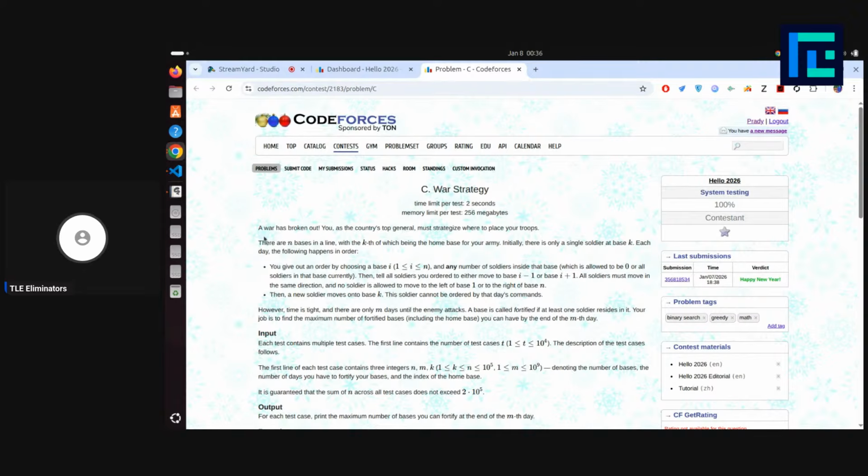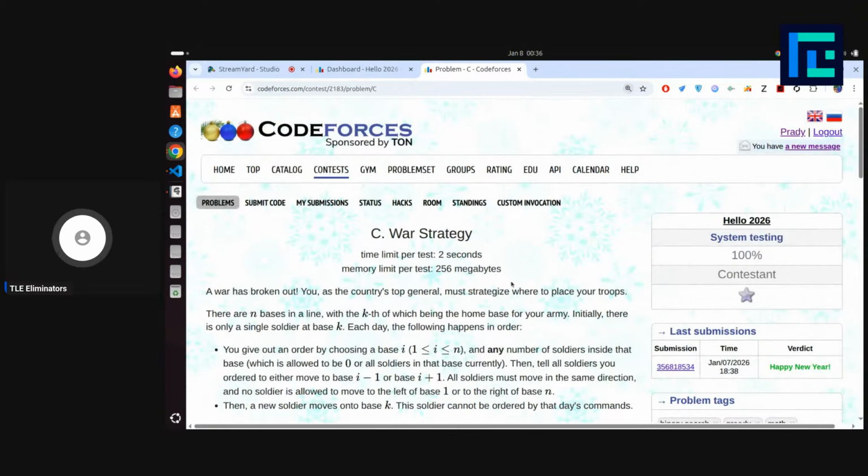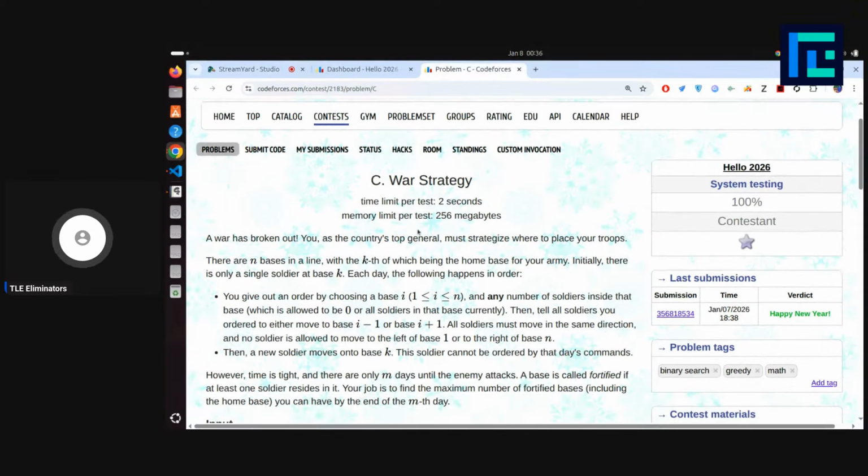A war has broken out. You, as the country's top general, must strategize where to place your troops. There are n bases in a line, with the kth of which being the home base for an army. Initially, there is only a single soldier at base k. Each day, the following happens in order. You give out an order by choosing a base i and any number of soldiers inside that base, which is allowed to be 0 or all soldiers. Then tell all soldiers you ordered to either move to base i minus 1 or to base i plus 1. All soldiers must move in the same direction, and no soldier is allowed to move to the left of base 1 or right of base n.